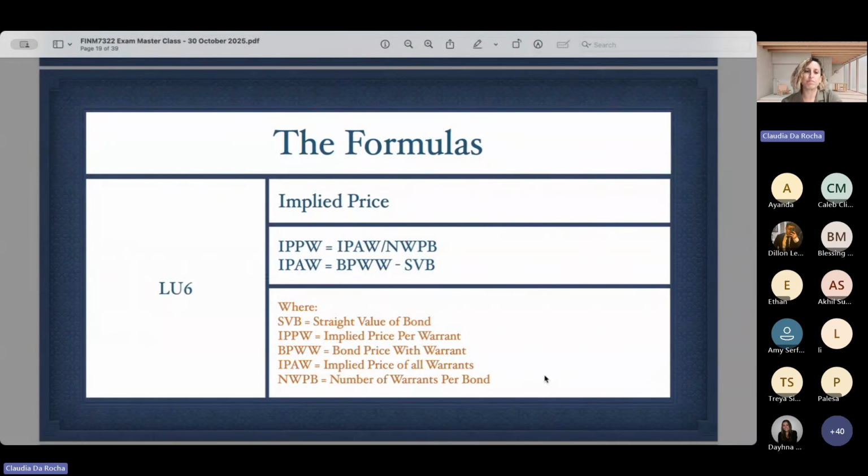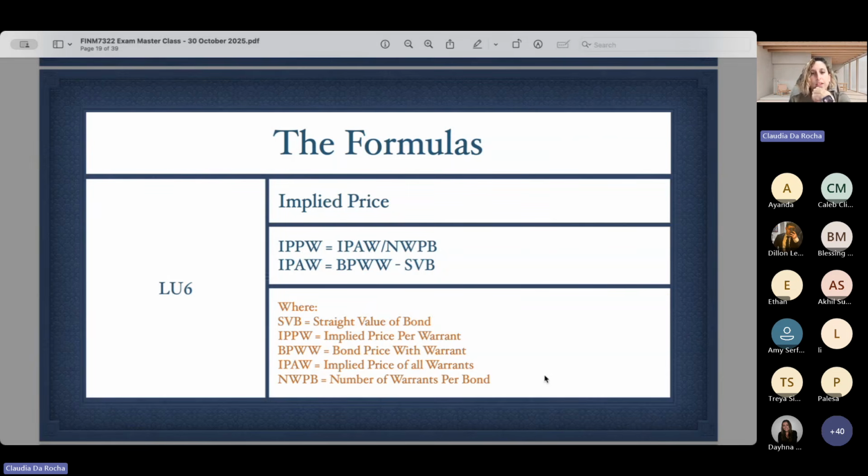The first set of formulas we have is around the implied price. Remember, the implied price is what you can purchase your warrants for. We have two sets of formula, which is the implied price per warrant and the implied price of all warrants. Your implied price per warrant is your implied price of all warrants divided by your number of warrants per bond.